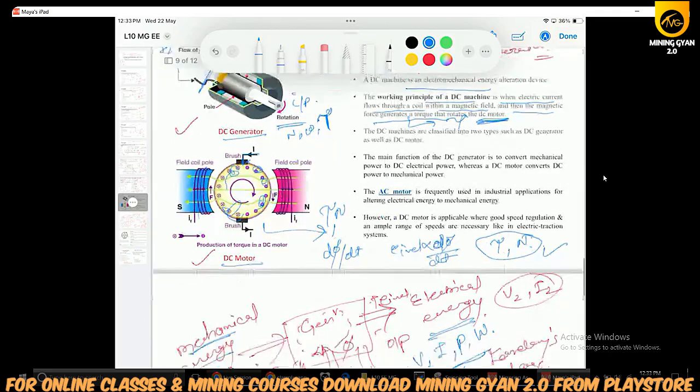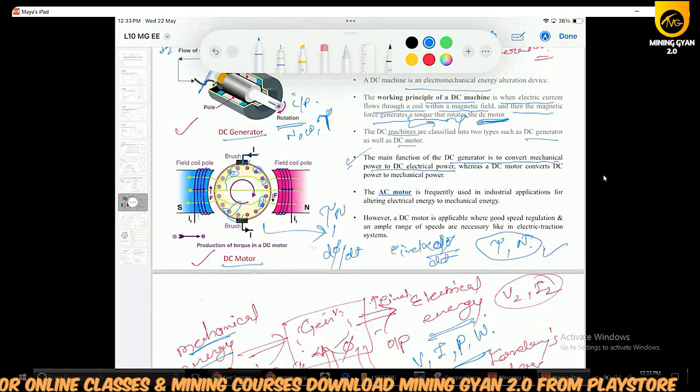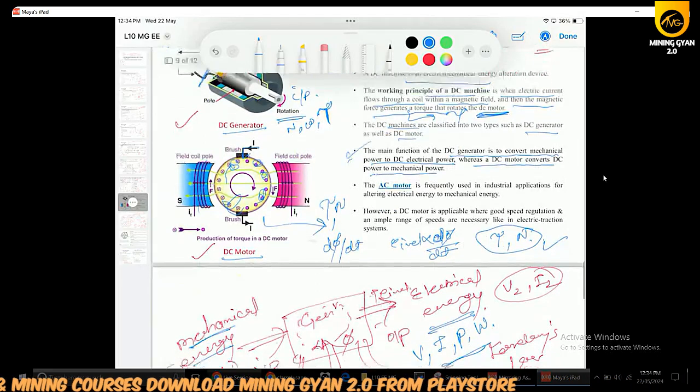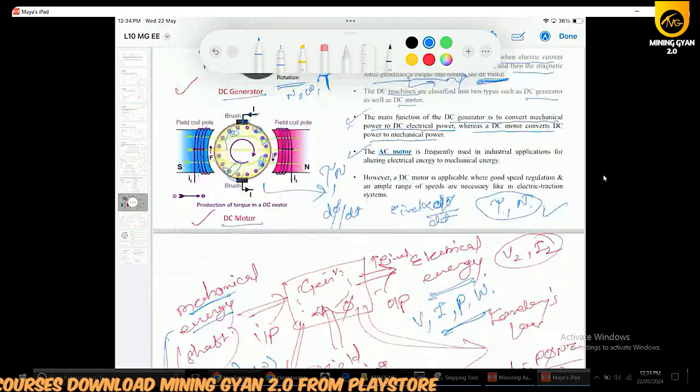Okay, then the DC machine will be of two types, generator and motor, obviously. The main function of the DC generator is to convert mechanical power to DC electrical power, whereas a DC motor converts DC power to mechanical power.